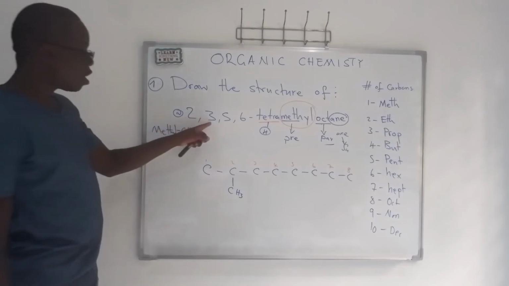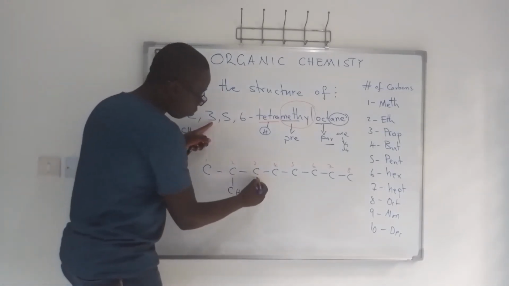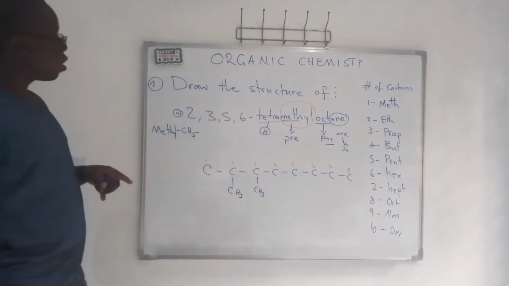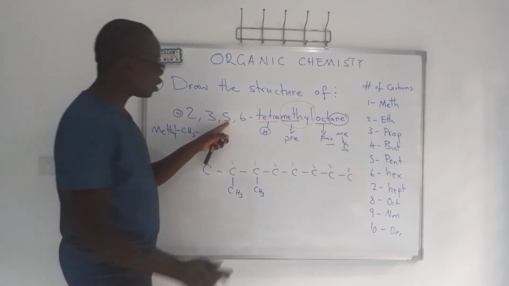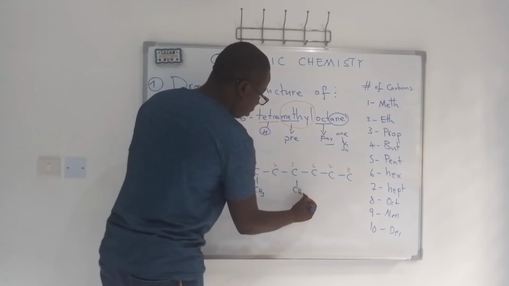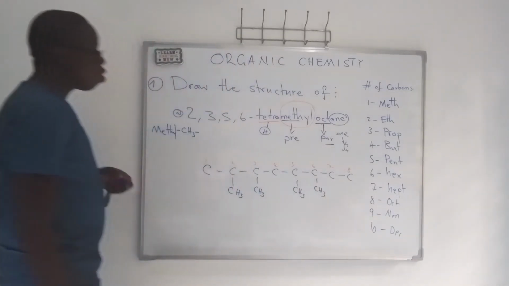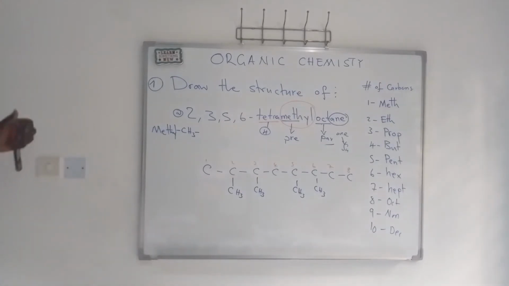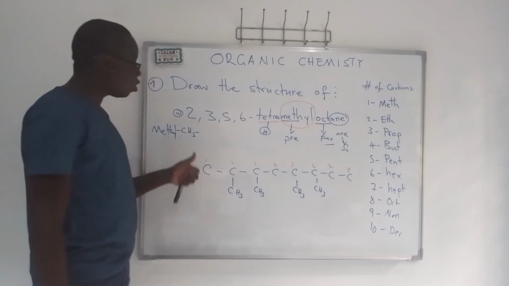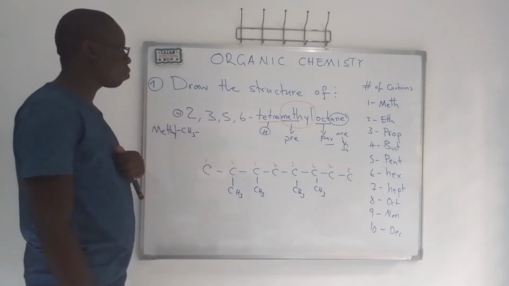Then they tell us that the next one should be on position 3. So we'll put the other one here. And then the next one should be on position 5, before position 6. So we have put these substituents on position 2, position 3, position 5, and position 6.